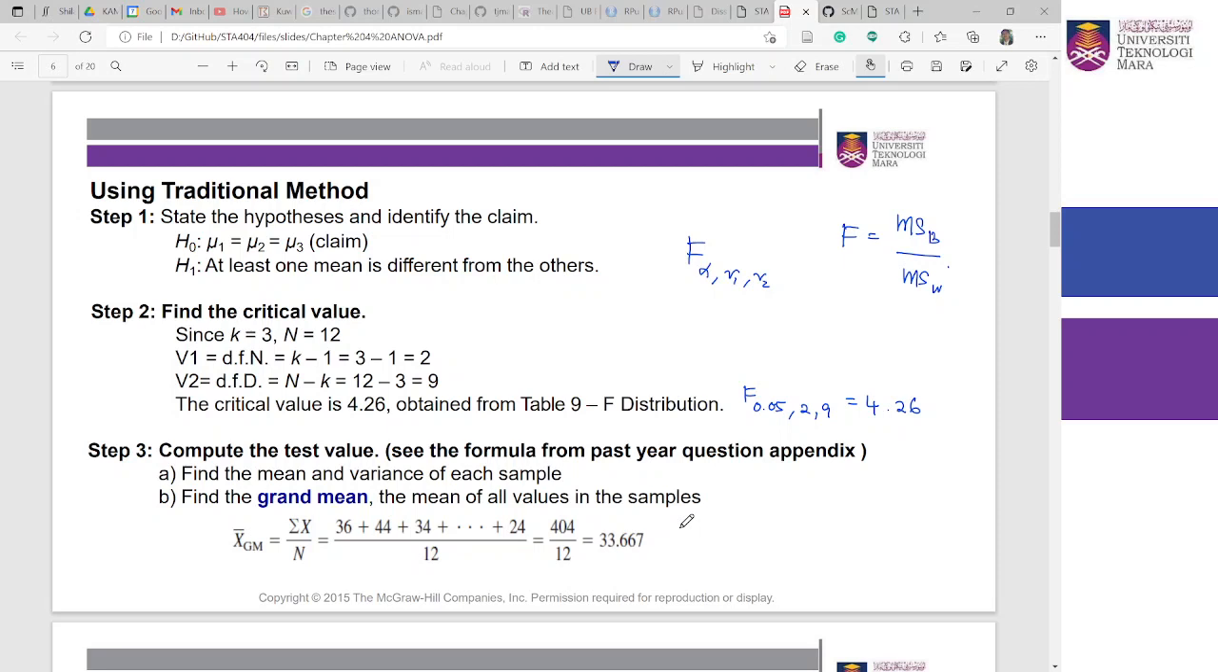Okay, once you have the critical value, the next thing to do is to compute the test statistic, that is the F value statistic. Just now we got the F value from the table, right? So right now, we have to calculate the F value statistic. So you have to calculate this part. In order to calculate this part, you need the values for the MSB and MSW. So how do we calculate this from raw scores?